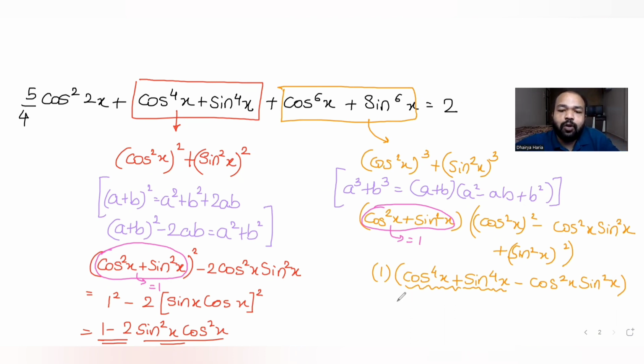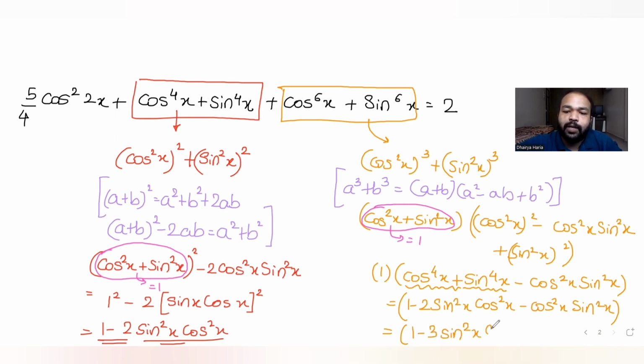So if I write this again, 1 minus 2 sin square x cos square x minus cos square x sin square x. You have that same term repeating again. Here it is minus 2, here it is minus 1, so they get added and become minus 3. So it becomes 1 minus 3 sin square x cos square x. So you have this entire term now.